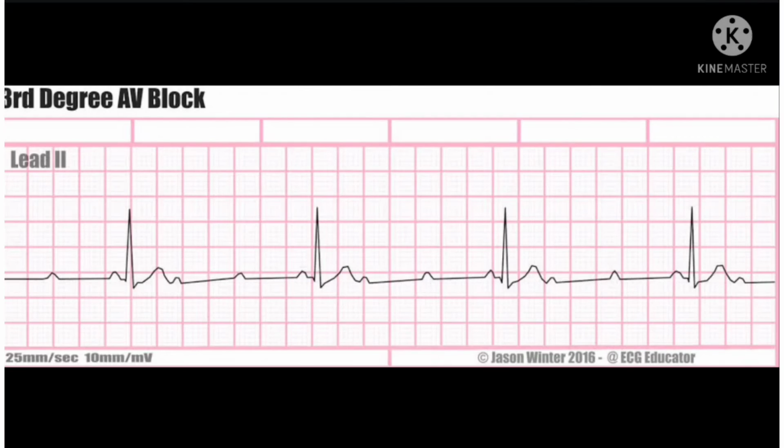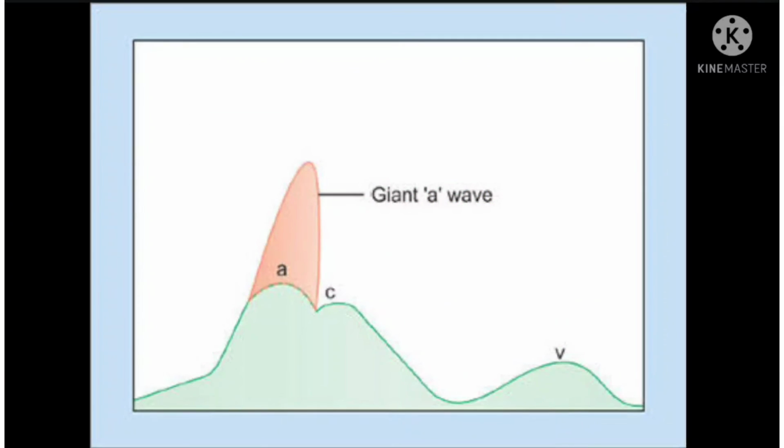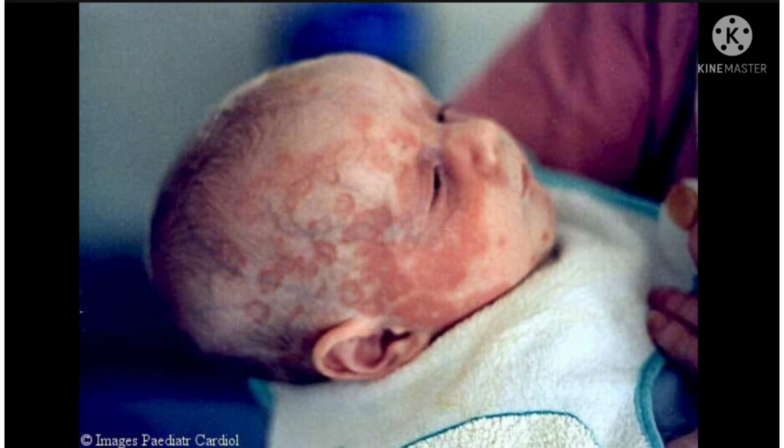So there will be no synchrony between atrial contraction and ventricular contraction. In the ECG also, there will be no connection between the PP interval and the RR interval. And because the ventricle contracts on its own, the QRS complex will be a broad QRS complex. In the JVP of complete heart block, we will get a giant A wave. This complete heart block is most commonly seen in neonatal lupus children.